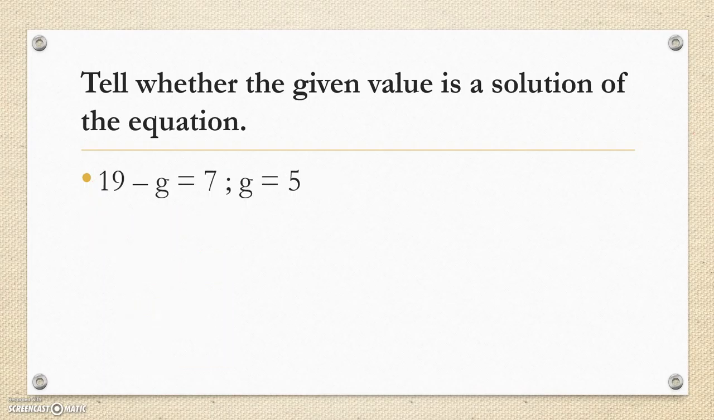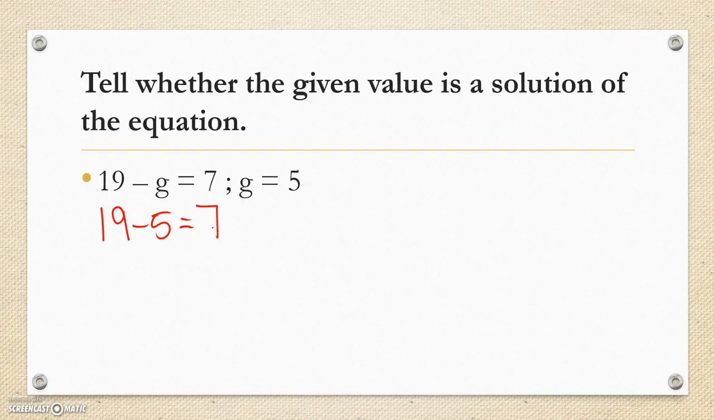So our next example, same directions, but a different problem, is 19 minus g equals 7 when g is equal to 5. So again, I want you to write down this equation, and then what we're going to do is rewrite the whole equation with the given value for g plugged in. So we're going to write 19 minus g equals 7 in our notebooks. And then we're going to rewrite right underneath it, 19 minus 5 equals 7.